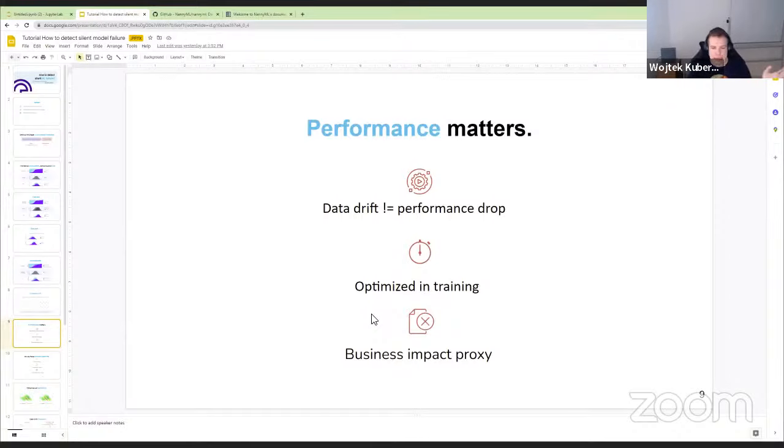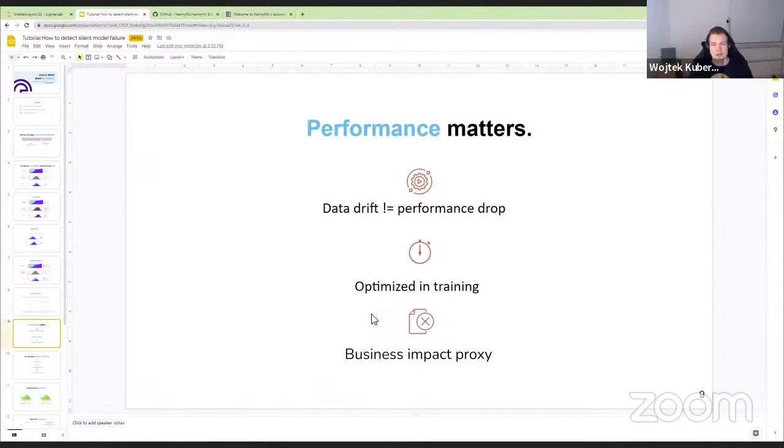Another one, which is kind of trivial, is that performance is something that we optimize in training. We pick our metric, let's say we pick F1 or log AUC. We pick it because it is a business impact proxy. We optimize it in training. We may be trying to optimize hyperparameters just to get this metric as high as possible. And since we did it in training, in development, we should continue to monitor this metric in production. And why is that? Because it is exactly the business impact proxy.